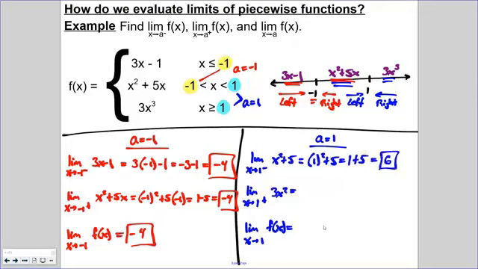Then the limit as x approaches 1 from the right. This is going to be 3 times 1 cubed, and I apologize, I just realized that I wrote a squared instead of a cube, so let's fix that. All right, so then 3 times 1 cubed is just going to be 3.